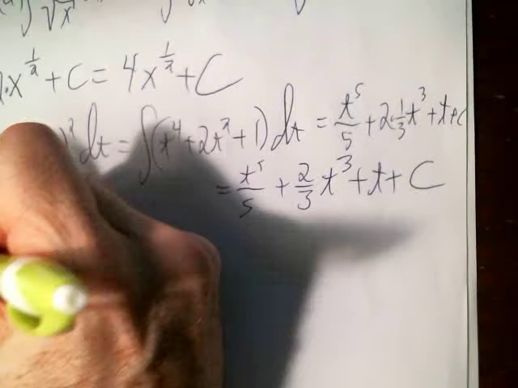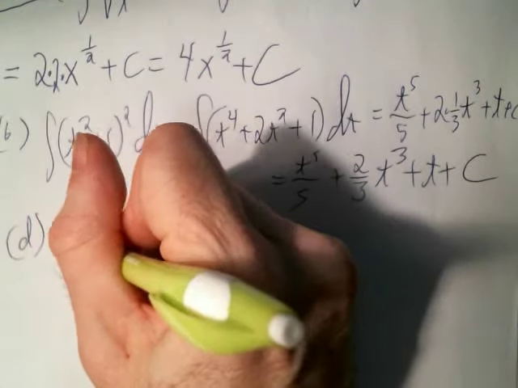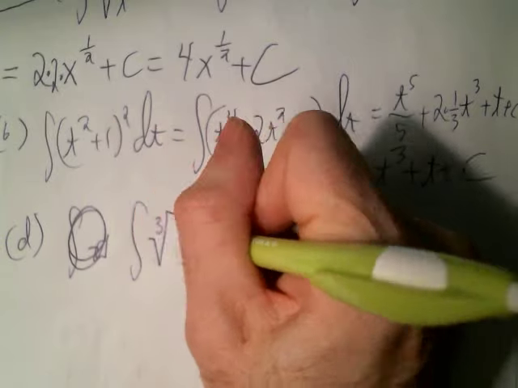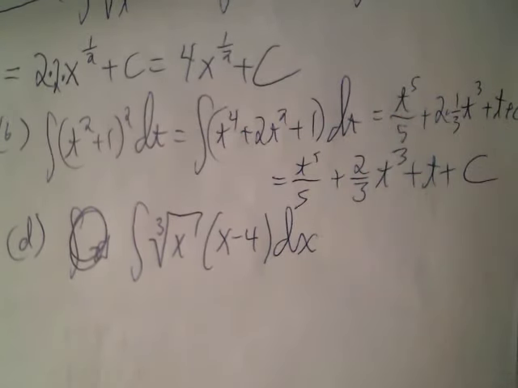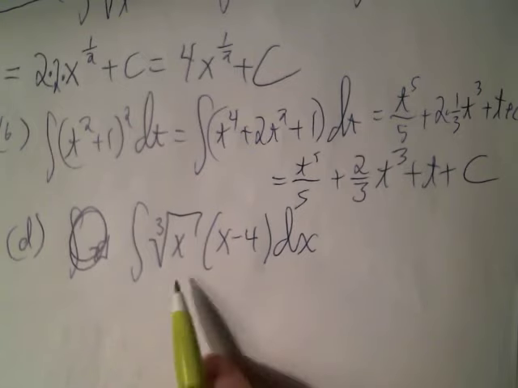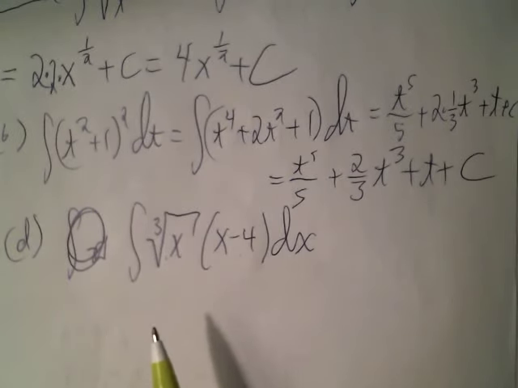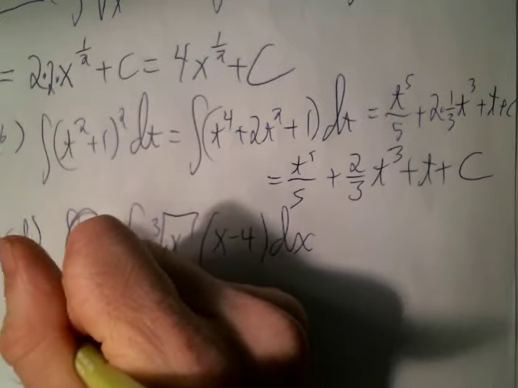Oh, one more. Let's skip down to part D. The integral of the cube root of x times x minus 4 dx. Some people will try to integrate this and then integrate this, and you can't really take the integral of a product, just like you have to use a product rule when you take the derivative of a product. Remember this?